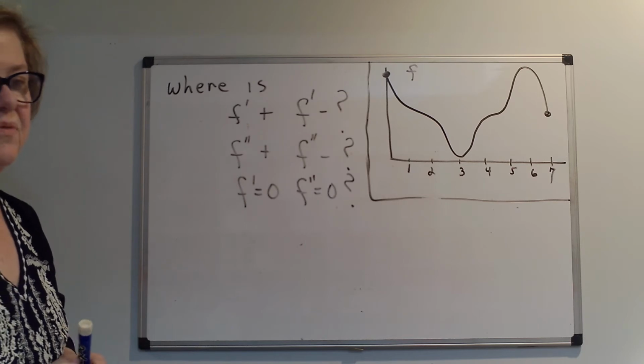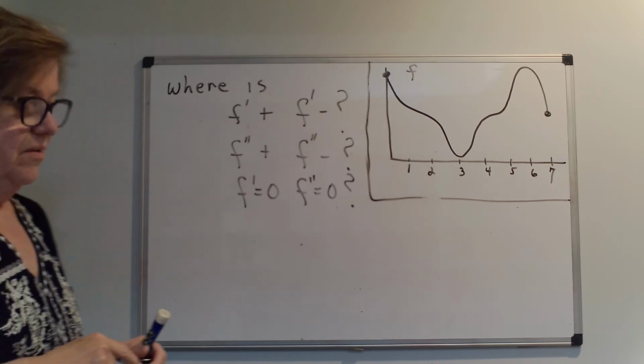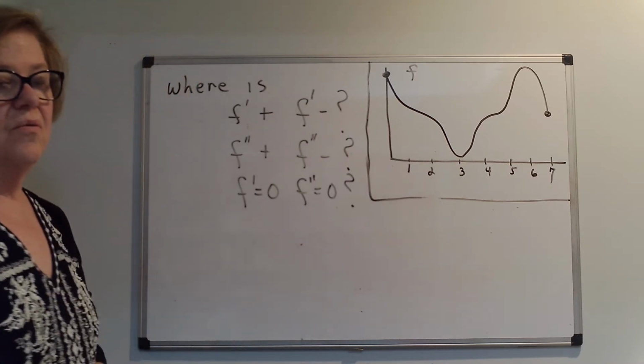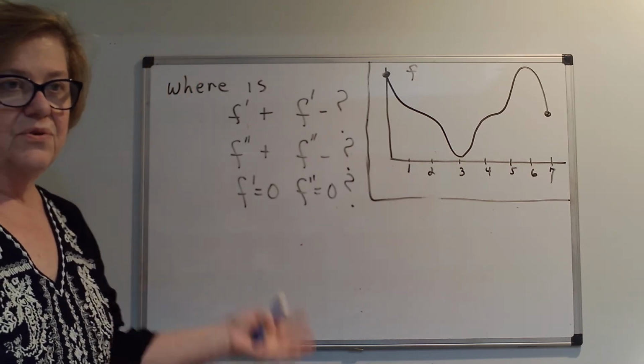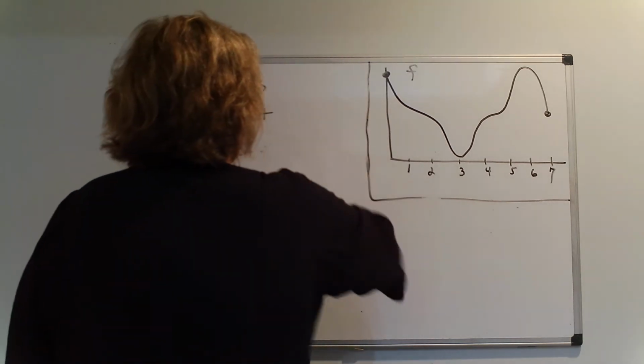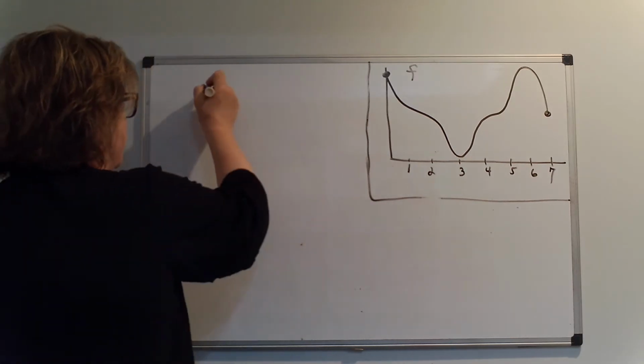Where's the first derivative positive? Where is it negative? Where is the second derivative positive? Where is it negative? Where is the first derivative 0? Where is the second derivative 0? So let's see. Let's first look at the first derivative.